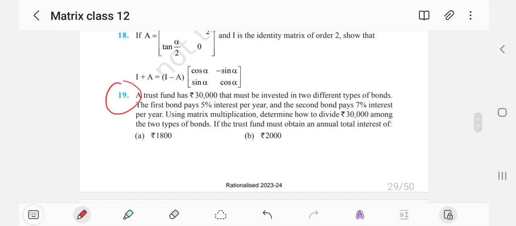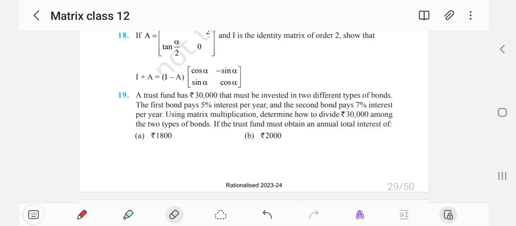Here is question number 19. What does this question say? In this question, we are given a fund of rupees 30,000 and we have to invest it in 2 different bonds. We are also given that the first bond gives an interest of 5% and the second bond gives an interest of 7%. Using matrix multiplication, and this is important, you have to specifically use matrix multiplication only to determine how to divide 30,000 in 2 bonds such that the total interest is 1800 and 2000.